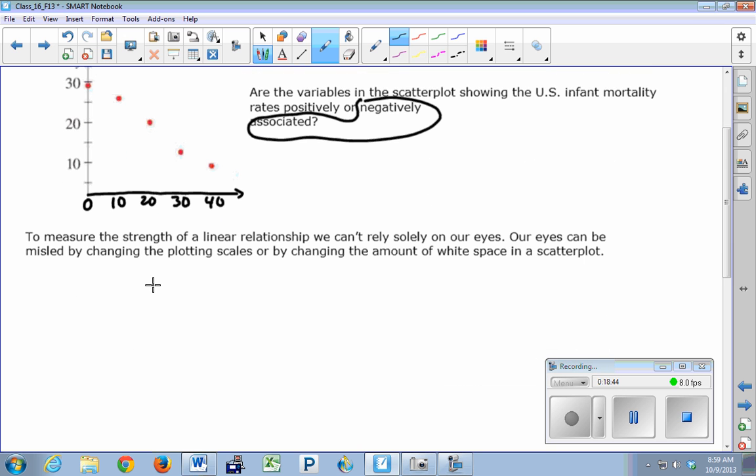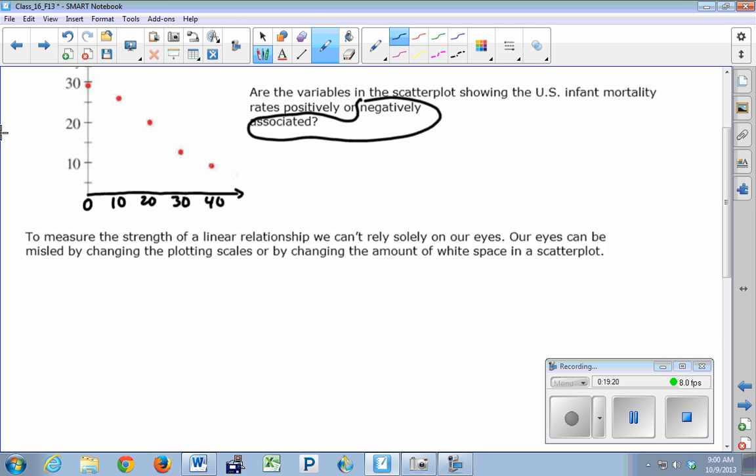Okay, we can't rely on our eyeballs here to figure out the strength of this relationship, because you can change. I mean, there are books written on visualizing data where you can take data, and by adding a lot of white space around it and changing the scale, you can take something that looks very linear and make it almost look like it has no relationship. So we need to have a mathematical way of measuring the strength.